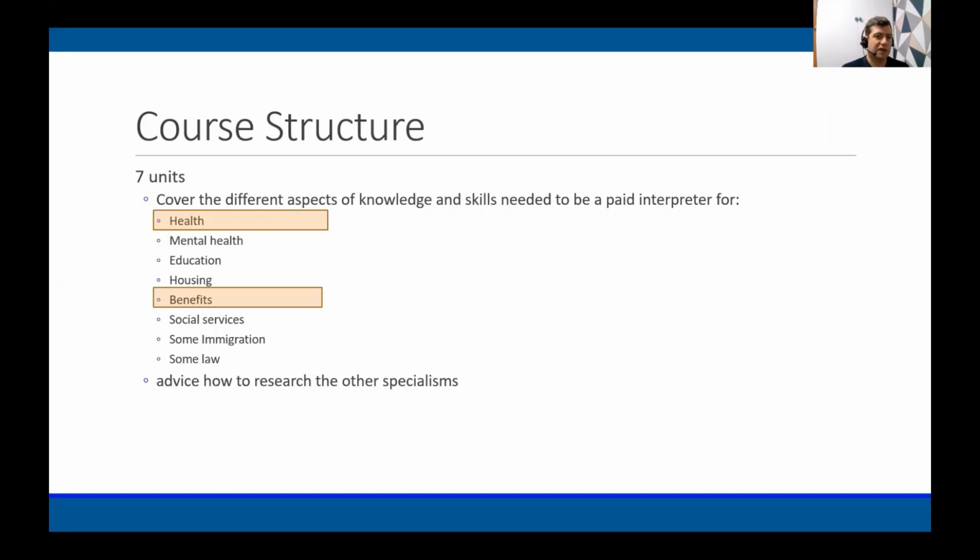So although we focus completely on health and benefits during the course, and particularly with the onus on health because it is the most common and also because that's what our exam will be based on, we also give you advice of how you can research and increase your skills and your knowledge in the other specialisms as well. Because as a level 3 interpreter, you'll probably want to work in, and you'll be able to work in, all of those different specialisms.